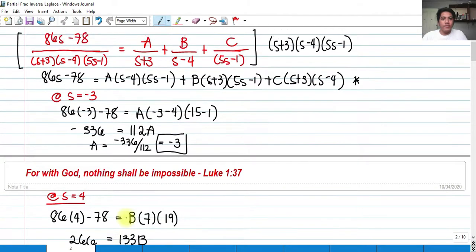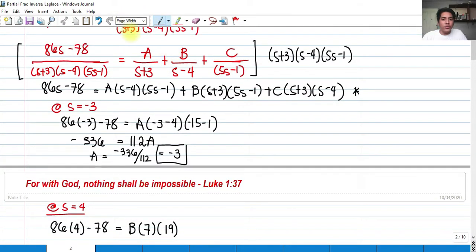And lastly, if we want to find the value of C, what will we substitute? We will substitute 1/5, because we need the terms with A and B to be 0. From the equation, if we let s be 1/5, 5 times 1/5 is 1, minus 1 is 0. Definitely, this term would be 0 and this term also would be 0.